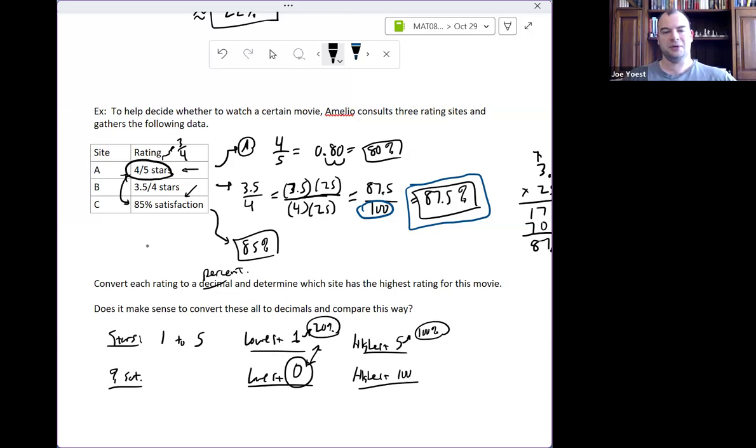But if I did want to compare them to one another, it would probably be more sensible to use something like 3 out of 4, because then I'm pretending that my stars go from 0 to 4 stars. And then my lowest star rating would be 0%, and my highest would be 4 out of 4, 100%. That would match with the percent satisfaction range of possible values. So it's a little bit of a side note, but you want to be careful about this stuff.